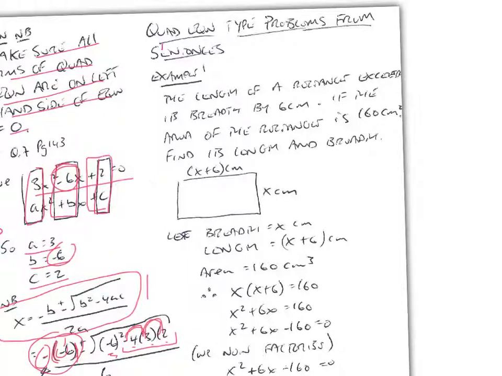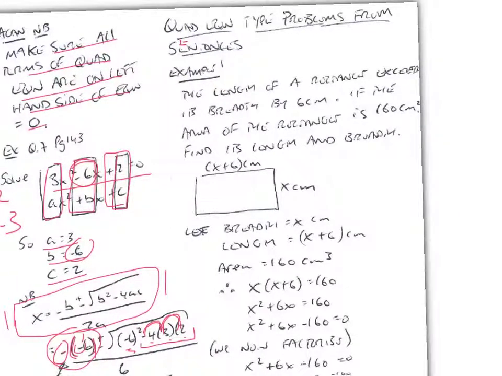That says, badly written as usual. Anyway, example 1. The length of a rectangle exceeds its breadth by 6 centimeters. If the area of the rectangle, this is in the book, this example. The length of a rectangle exceeds its breadth by 6 centimeters. If the area of the rectangle is 160 centimeters, find its length and its breadth.